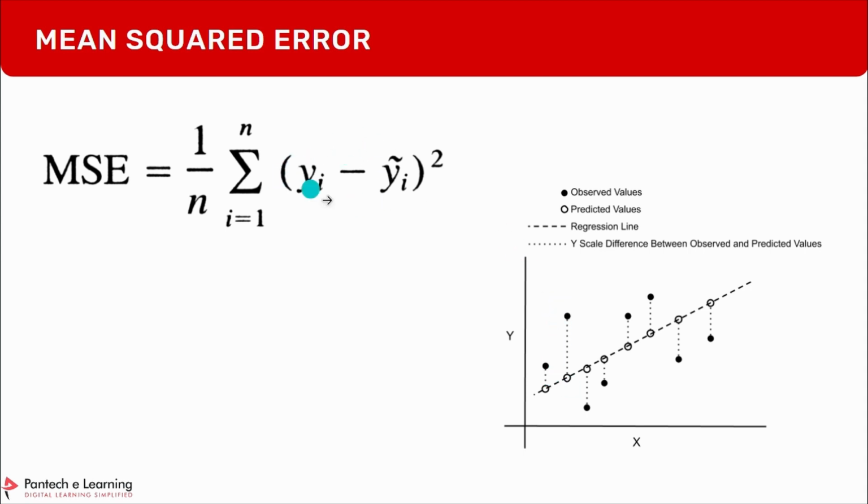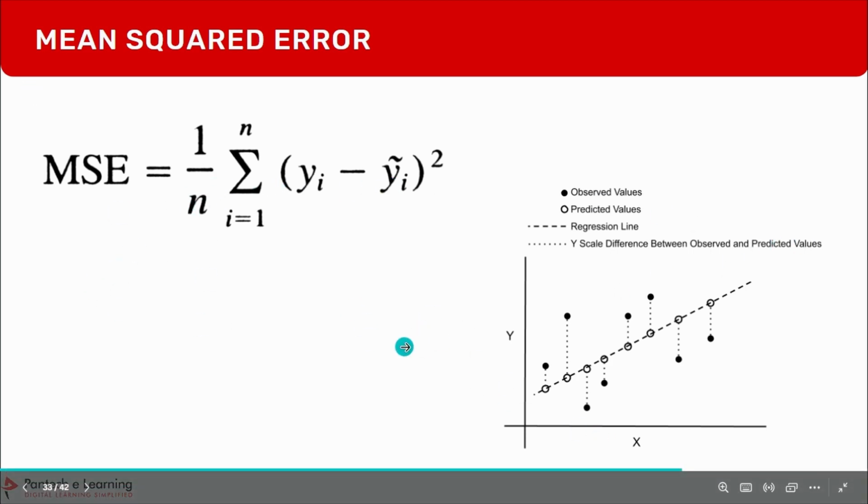And if you take a sum of their squares, it is mean squared error. So if you have a total of 100 samples, divided by 100, what is the difference between your y value and predicted value? The whole square, summation of it. If you add everything and divide by 100, you will get the mean squared error value.